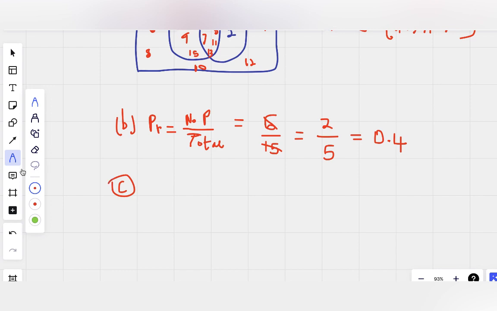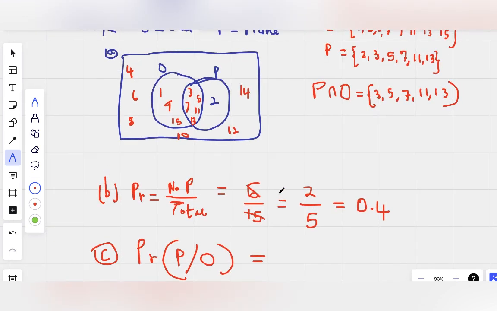They say we should calculate the probability that it's a prime number, given that it is odd. There's a condition. Remember, not all prime numbers are odd numbers. There's 2. 2 is a prime number, it's not an odd number. So now they're asking you to look at the condition of odd numbers.